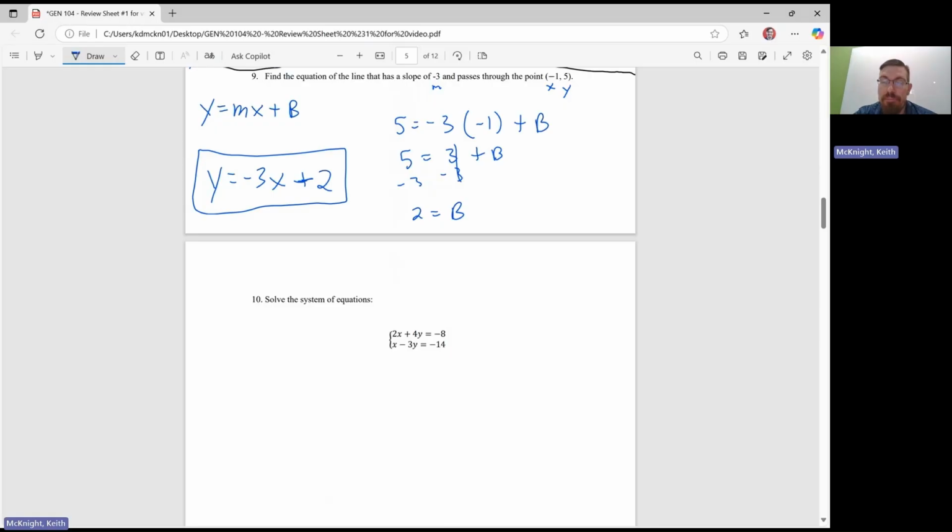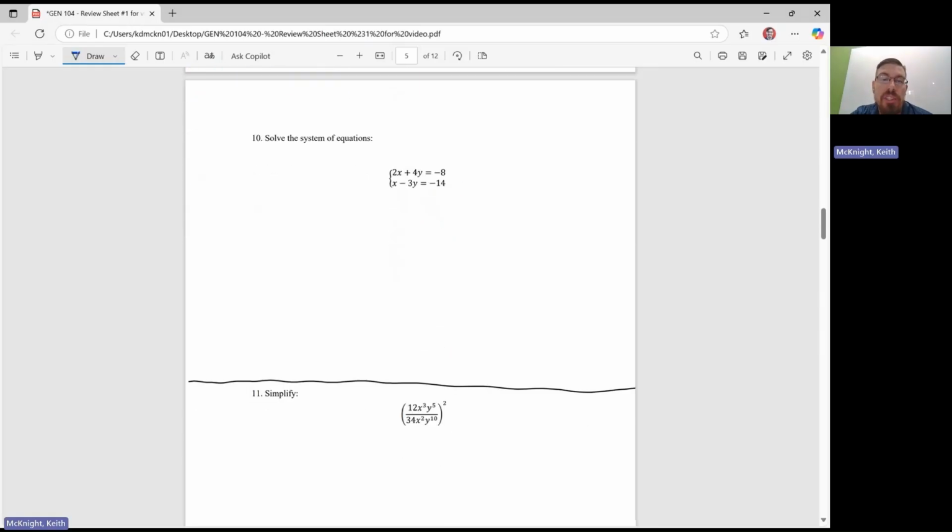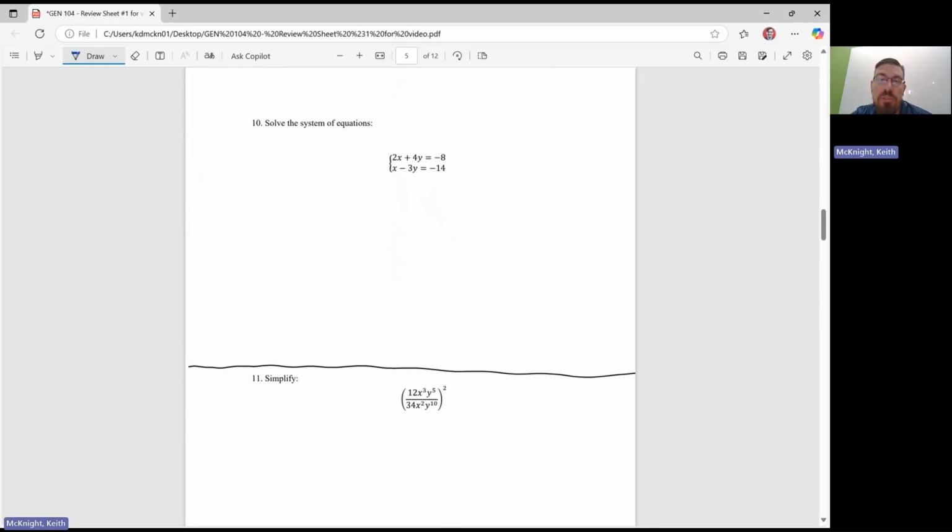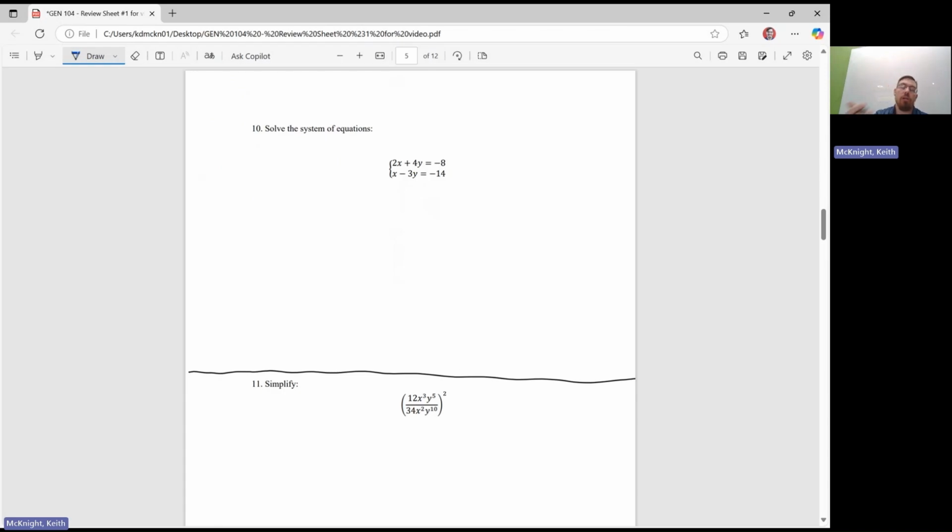All right, so number 10. Number 10 here is solving a system. Systems of equations are just any set of equations that have the same variables, and we're going to try to see where these two equations intersect one another.